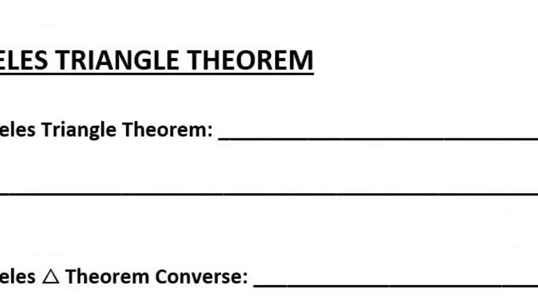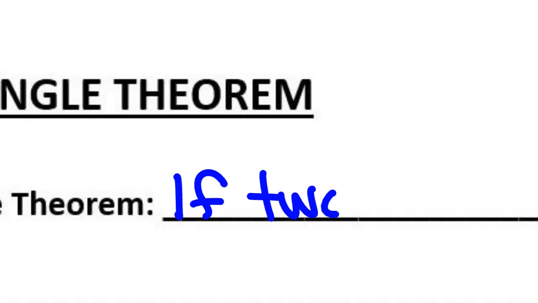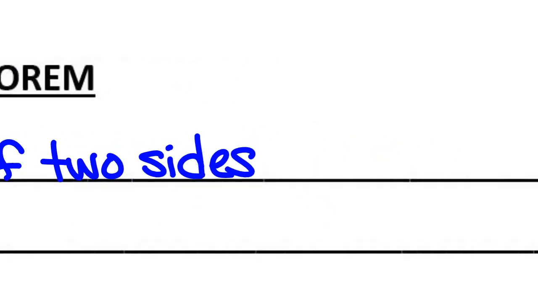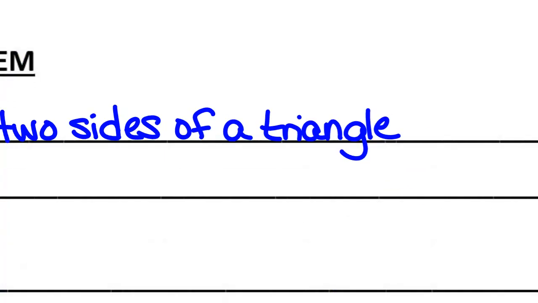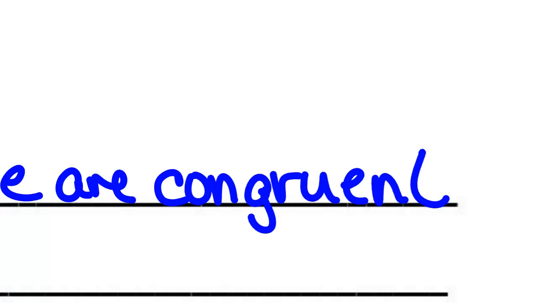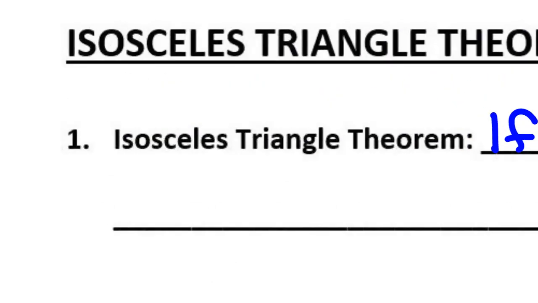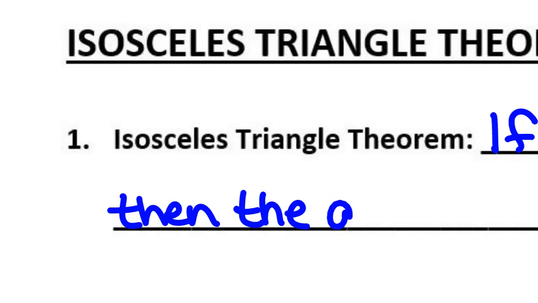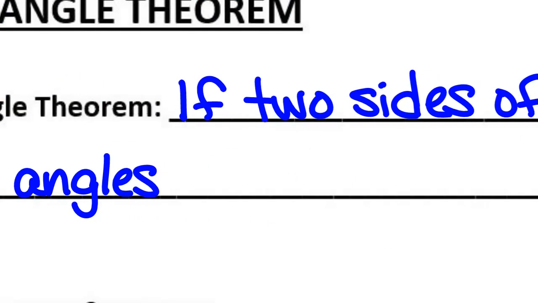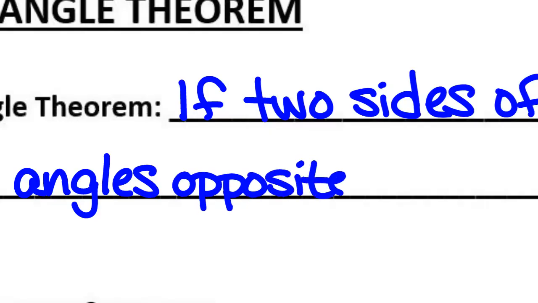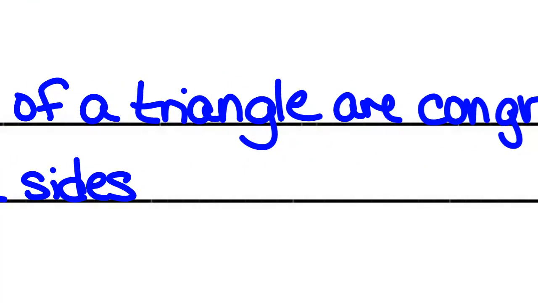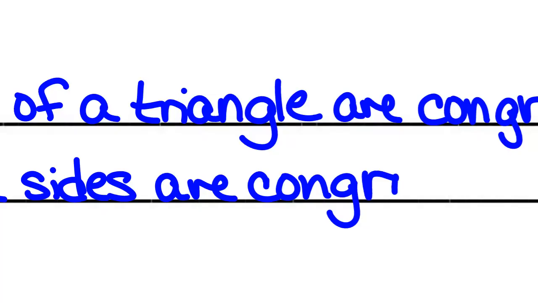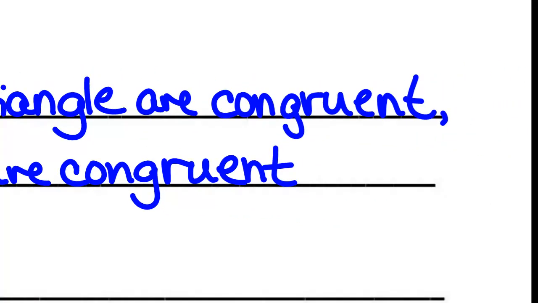Isosceles triangle theorem. The isosceles triangle theorem says if two sides of a triangle are congruent, then the angles opposite those sides are congruent. Those are called my base angles.